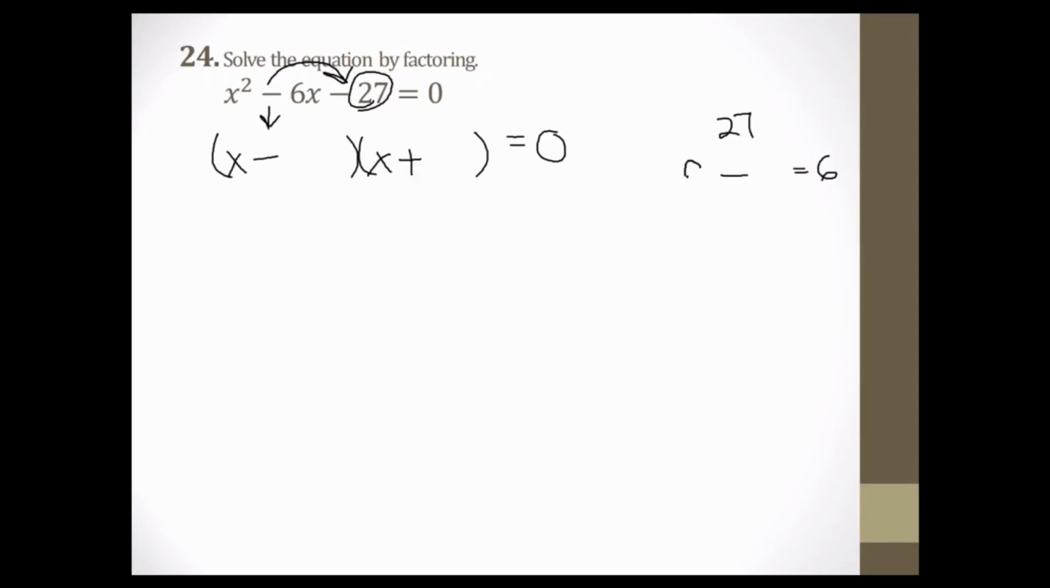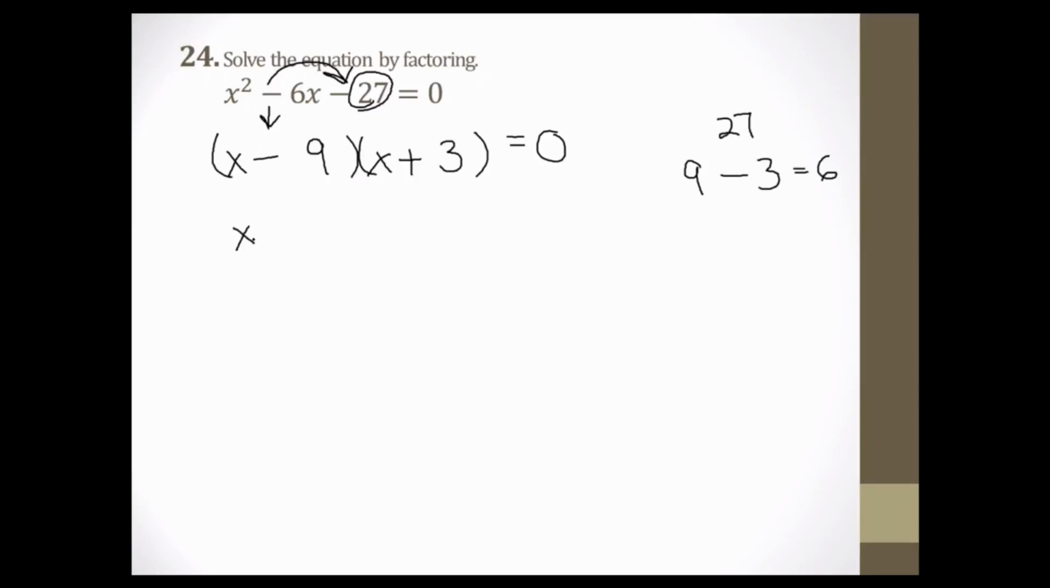so it should be 9 times 3. And yes, 9 times 3 is 27, and 9 minus 3 is 6. So the larger of the two factors first, smaller one second. Now we factored, but because this is set equal to 0, we can apply the zero product rule.